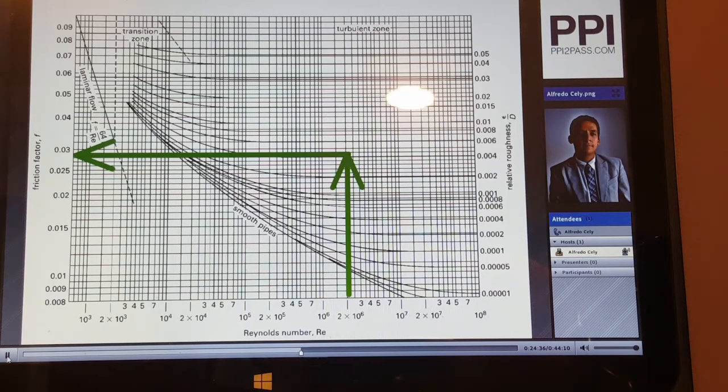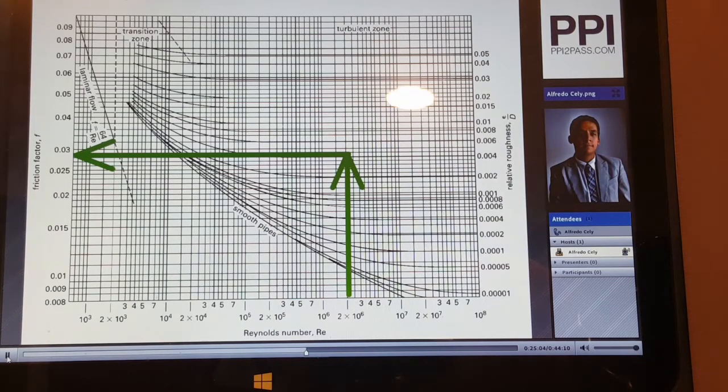So we count the guidelines, that's about 0.028. So our friction factor for a flow that has a Reynolds number of 2 million and a pipe that has a relative roughness of 0.004, our Darcy friction factor is going to be 0.028.